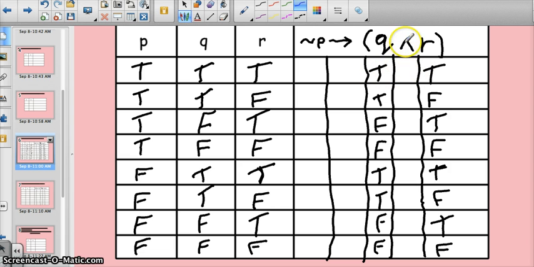Now, this particular one is and, and for and, they both have to be true. Therefore, this one is true. However, as we continue to go down the list, it's going to be a little tougher to make this happen because they're both not true right here. Also both not true right here.